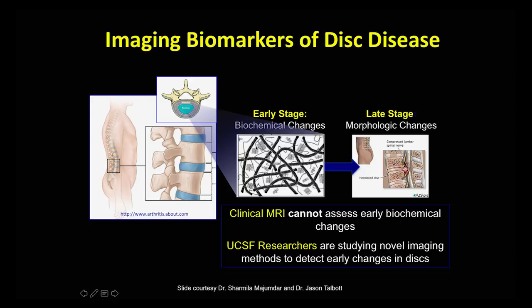And because if we can identify those changes of disc degeneration or disc disease earlier, then we can act upon them sooner. Researchers at UCSF in our radiology department are studying novel imaging methods to detect these early changes in the discs using advanced imaging modalities such as PET scans and PET MRIs.